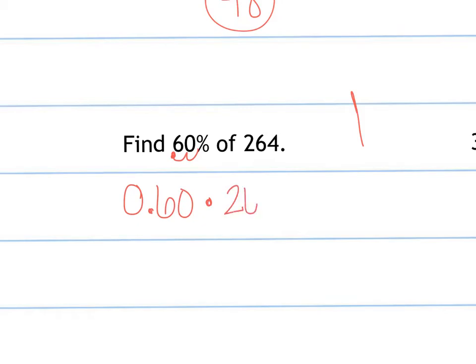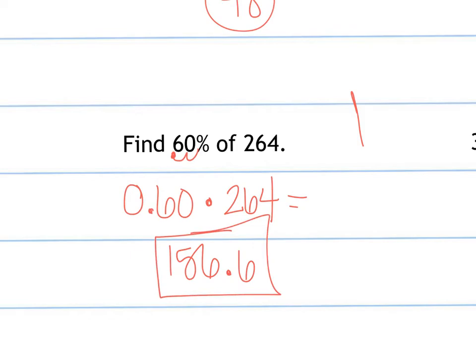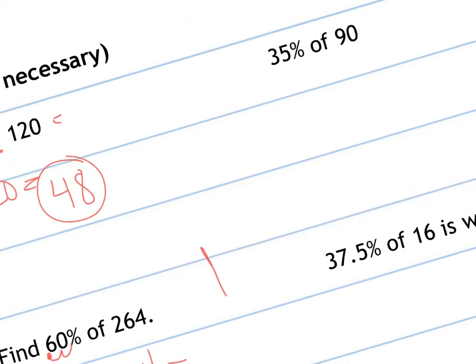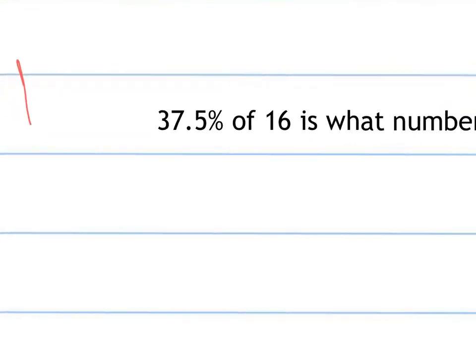0.60 times 264 equals 156 and 6/10, which I'm going to leave, and that would be my answer. Okay, let's look over at this one.